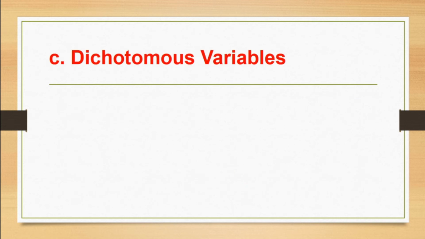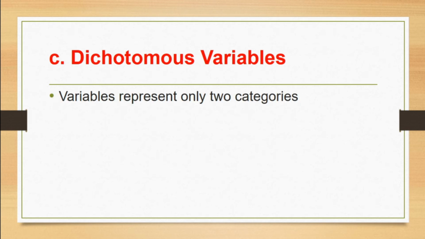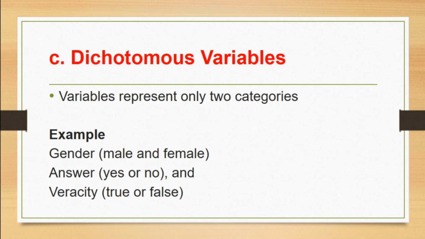And dichotomous variables. Ang dichotomous variables, ito yung variables that represent only two categories. May dalawang categories lang. Ang example nito is gender: male and female, the answers yes or no, and the veracity of true or false.